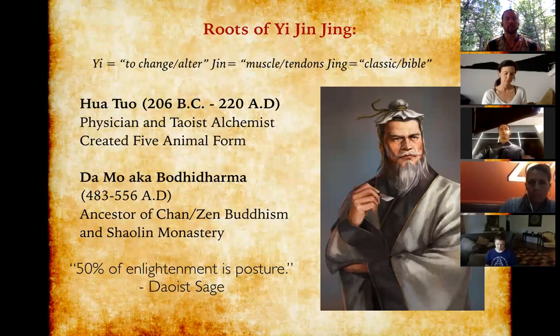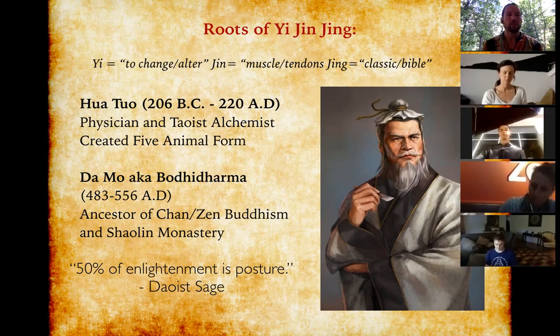So the roots of I Ching Jing. I, in this context, means to change or alter. Jin means muscle tendons. And the Jing means classic or Bible. So it translates as muscle tendon changing classic. And two of the primary sources of this style of training, one is Hua To, who was a physician and Taoist alchemist who created the five element form. So initially the five element form was really just created as a healing art.